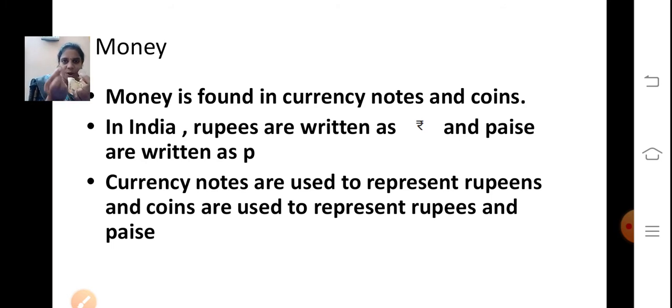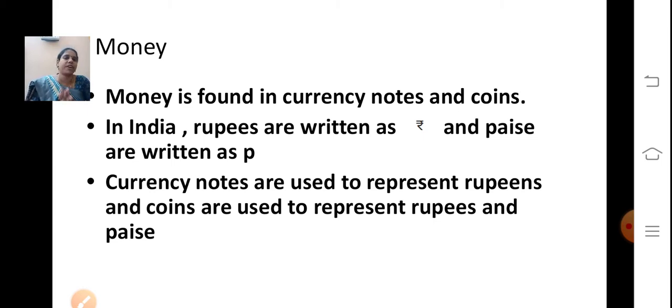Can you see the coins? You have a 5 rupee coin, 2 rupee coin, 1 rupee coin, isn't it? Money is found in currency notes and coins. It's an interesting topic, money. Without money, we cannot survive, isn't it? Money is a necessary thing, isn't it? So money is found in currency notes and coins.